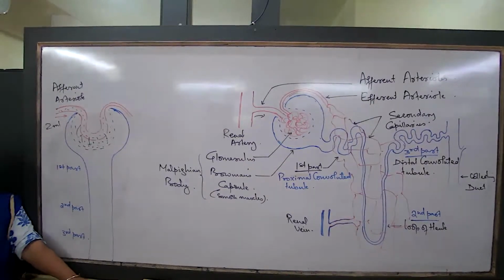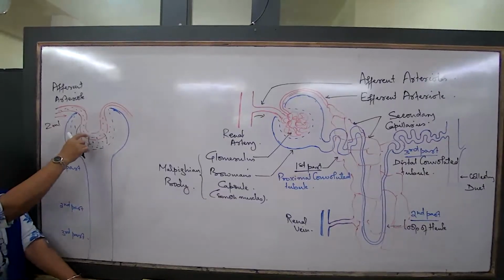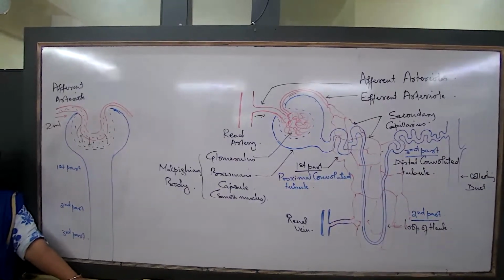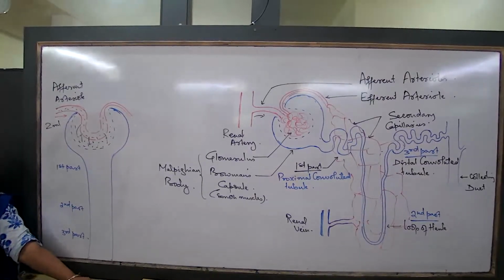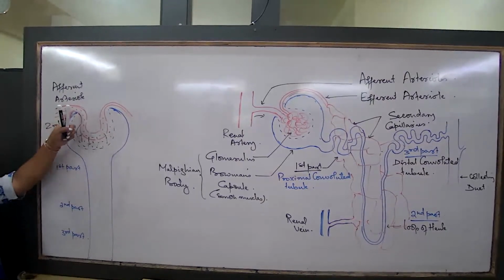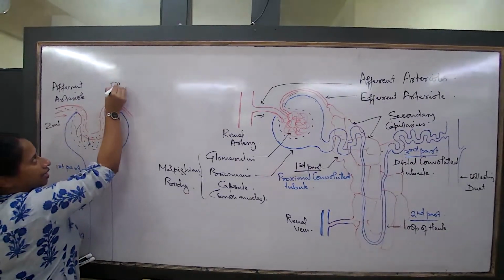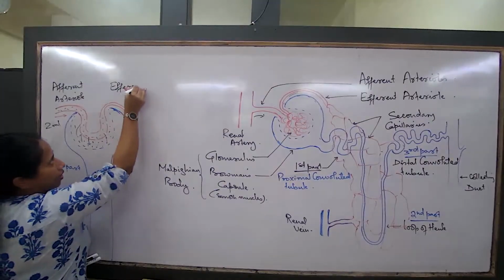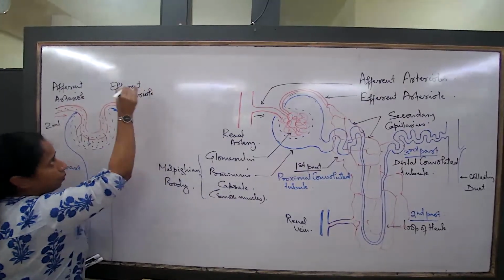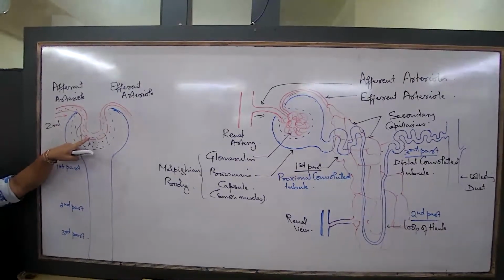What are the reasons? It will be asked in your paper. What are the reasons for the high pressure of the blood in the glomerular capillaries? Number 1, the pressure of the blood in an artery is always high because it is coming from the heart. Number 2, the uneven diameter of the afferent and the efferent arteriole is one big reason why the pressure of the blood is more here.